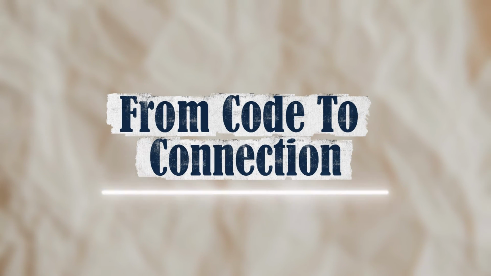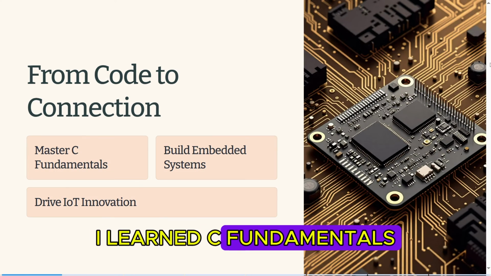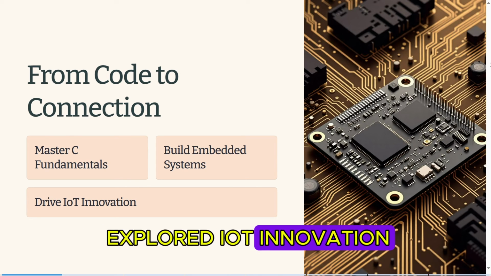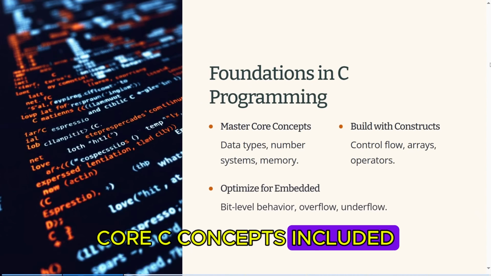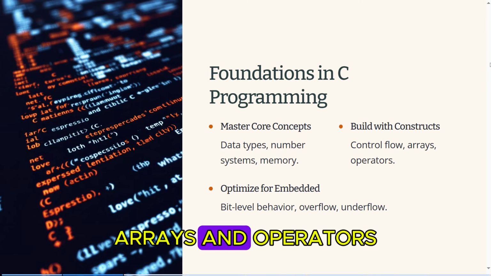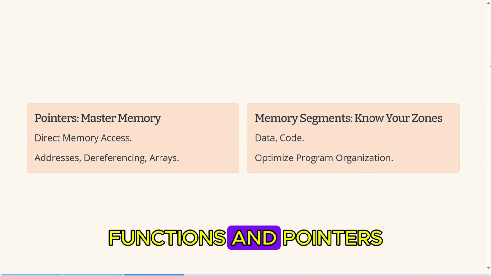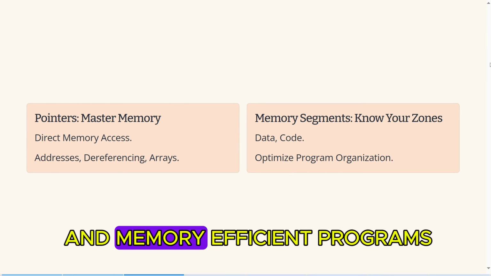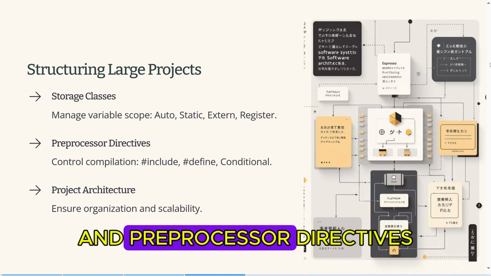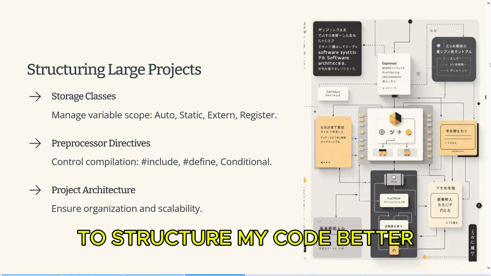From code to connection, I learned C fundamentals, built embedded systems, and explored IoT innovation. Core C concepts included data types, number systems, control flow, arrays, and operators. Functions and pointers helped me write modular and memory-efficient programs. I explored storage classes and preprocessor directives to structure my code better.